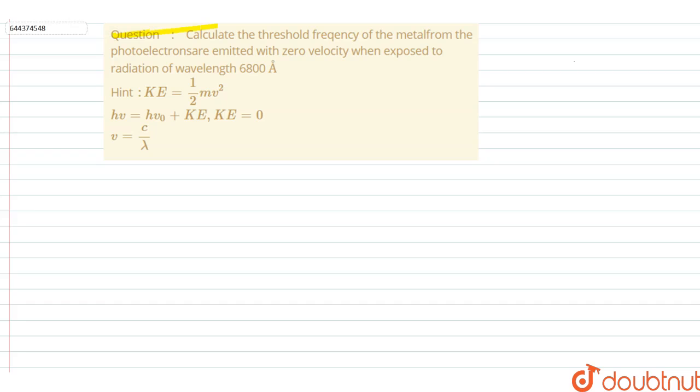Hello, welcome to Doubtnut. So your question here is, calculate the threshold frequency of the metal from the photoelectrons emitted with zero velocity when exposed to radiation of wavelength 6800 Armstrong.